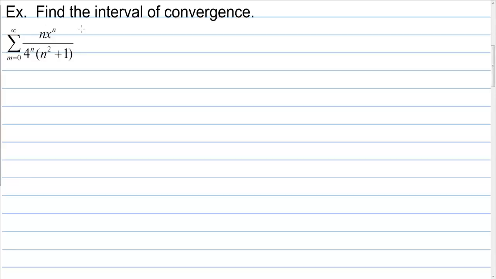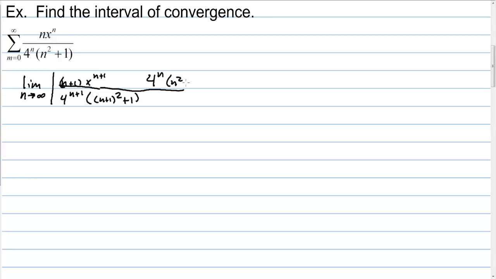Let's find the interval of convergence for this particular series. We're going to start out with the ratio test. We have the limit as n approaches infinity of (n plus 1) x to the n plus 1, over 4 to the n plus 1, times (n plus 1) squared plus 1. Then we're going to multiply that times 4 to the n over n, times n squared plus 1 over n x to the n.